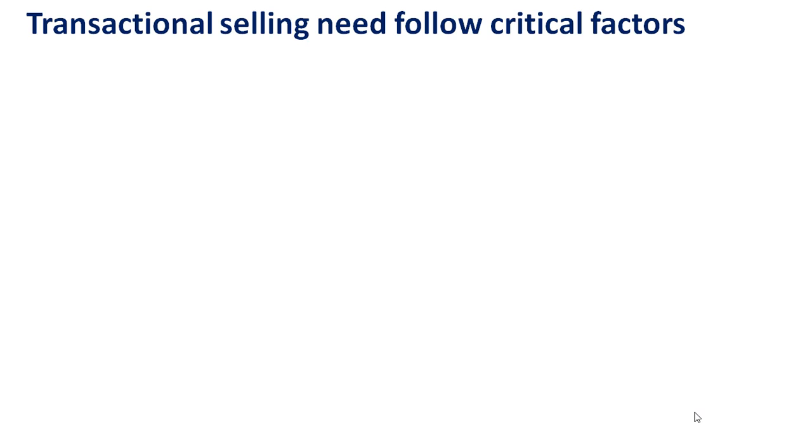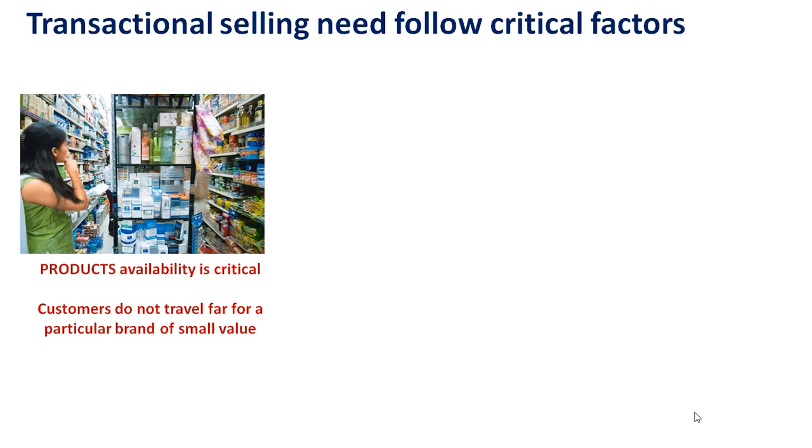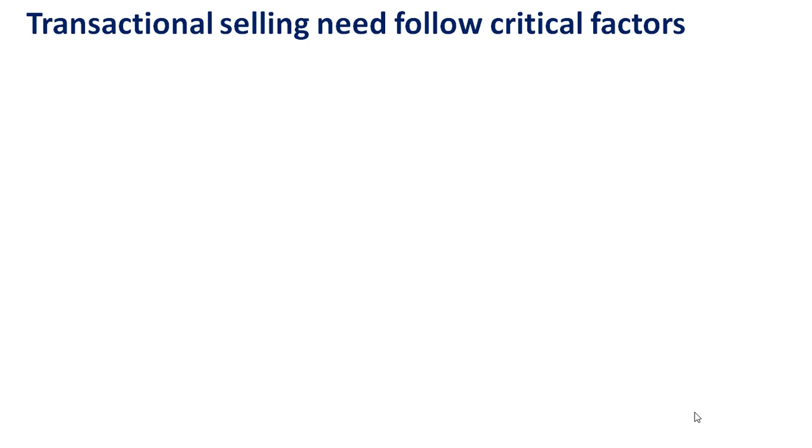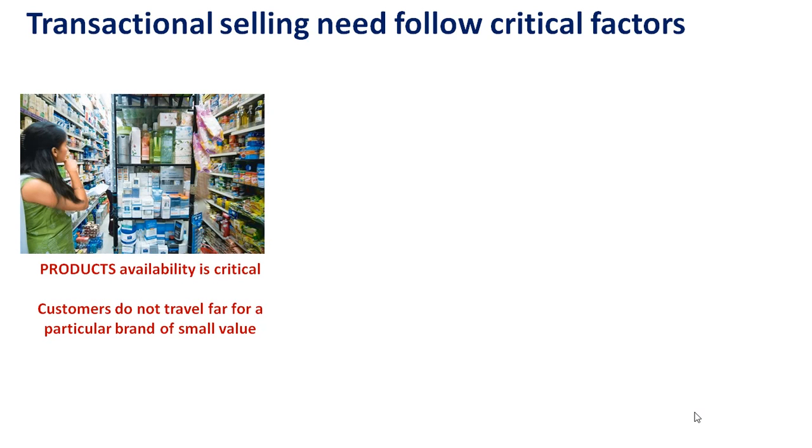First I'll start with transactional selling, because let's assume you are a sales manager of a fast moving consumer goods organization. So what will be the critical factor of the success of the sales pattern? First of all, you need to ensure that products are available in the retail shops.